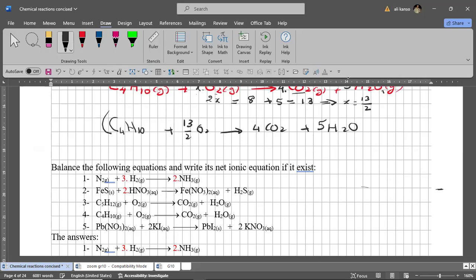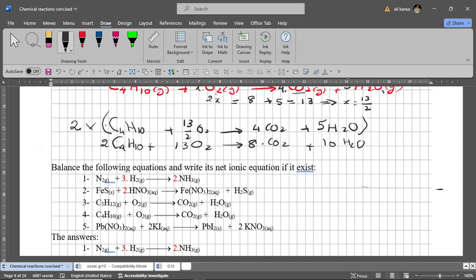Multiply the whole equation by 2. 2 times 1 gives 2C4H10, plus 2 times 13 over 2, which gives 13 O2, continue: 2 times 4 gives 8 CO2, plus 2 times 5 gives 10 H2O. This is the other form of the balanced equation without a fraction.